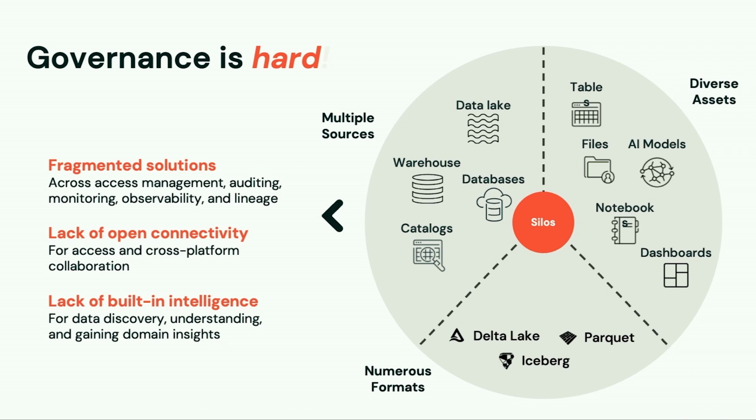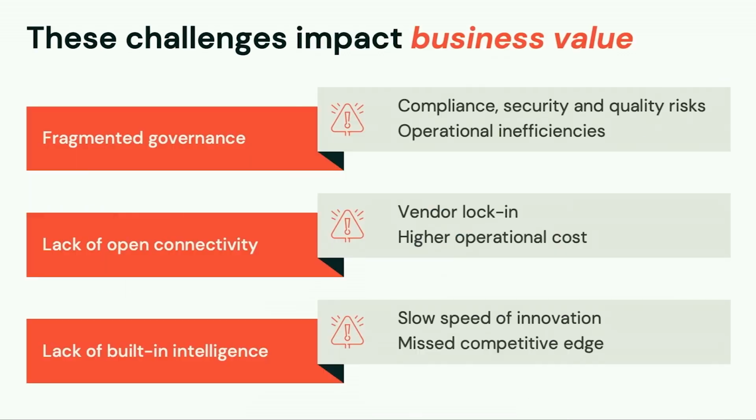Also, we have to remember that in today's world, it's very important to harness the power of AI and ML, and a lot of these data stores don't have out-of-the-box solutions or built-in intelligence. And what is the impact of these challenges? What are we losing out on? With fragmented governance, what we see is compliance and security issues, quality risk, and operational overhead and inefficiencies. I talked a little bit about how it is difficult and time consuming to build all these integrations and custom solutions between these systems.